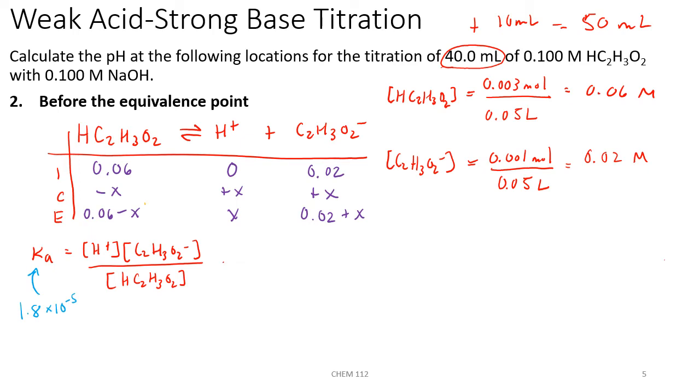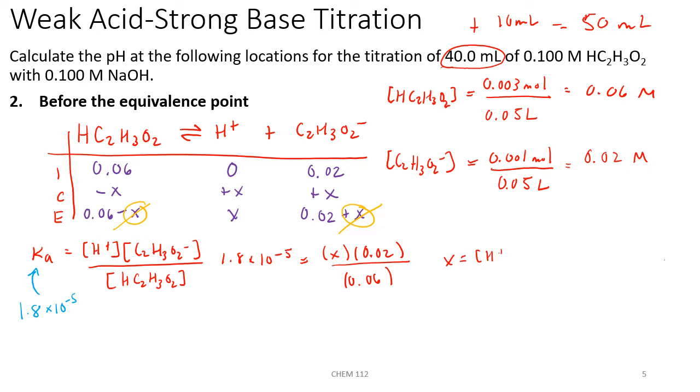We can also ignore x's that are added or subtracted because our Ka is very small, so we'll ignore minus x and plus x. We're going to have 1.8 times 10 to the negative fifth equals x for our hydrogen ion concentration, 0.02 for our acetate anion concentration, all over 0.06 for our acetic acid concentration. And we want to solve for our x, which is our hydrogen ion, so we can calculate the pH.